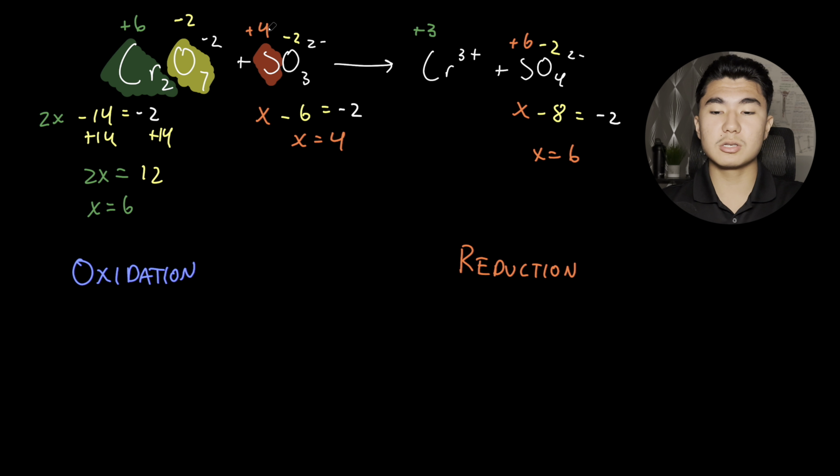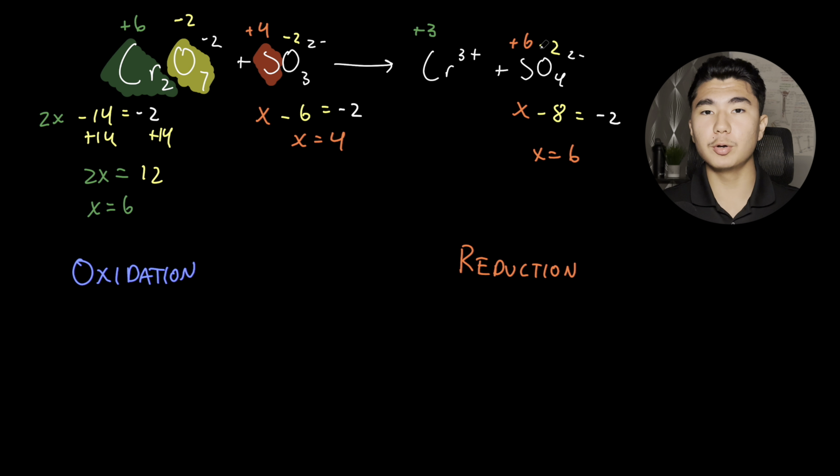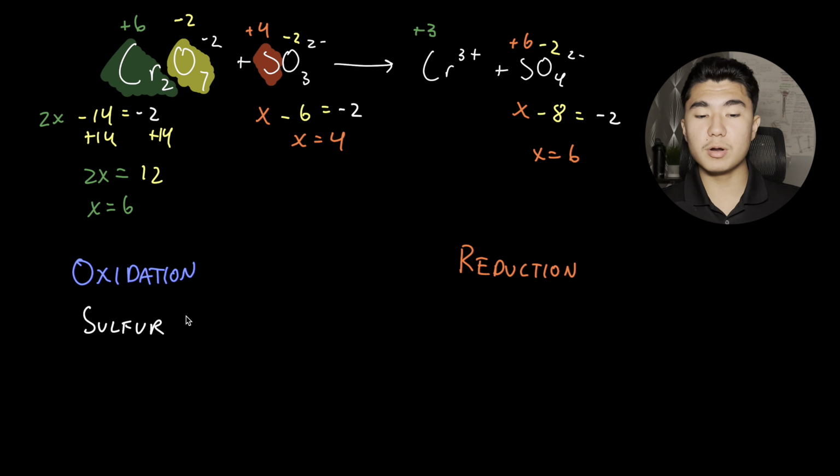But look at the sulfur over here. Sulfur goes from a +4 to a +6. And if we know from oxidation, we're losing electrons. When we lose electrons, we have more protons and we gain a more positive charge. So with oxidation, we're becoming more positive. This is why sulfur is the one being oxidized, because it's going from a +4 to a +6, becoming more positive.